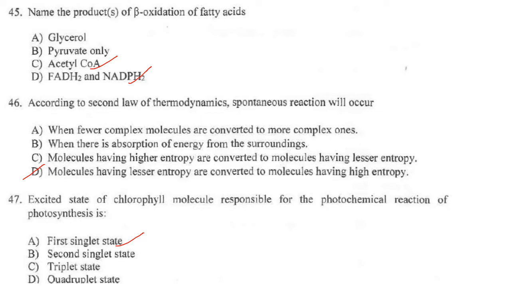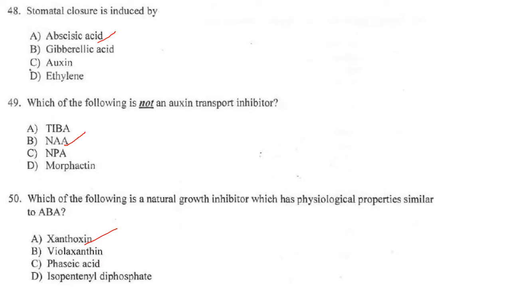Then according to the second law of thermodynamics, a spontaneous reaction will occur when molecules having lesser entropy are converted to molecules having higher entropy. Answer is option D. Excited state of chlorophyll molecule responsible for the photochemical reaction of photosynthesis is the first singlet state. Answer is option A. Then next one. Stomatal closure is induced by abscisic acid.